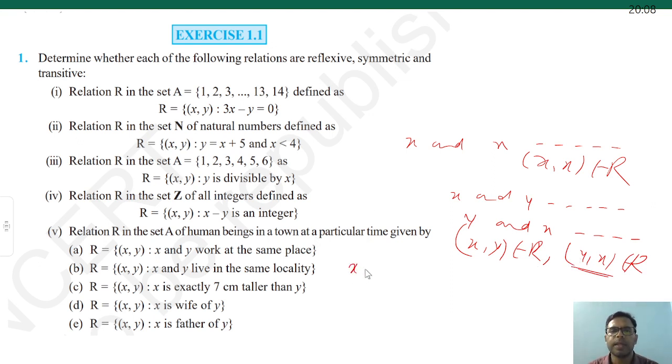Similarly, now x, y: if x and y work at the same place, and then y and z work at the same place, then obviously x and z will also work at the same place. That means it is transitive also.